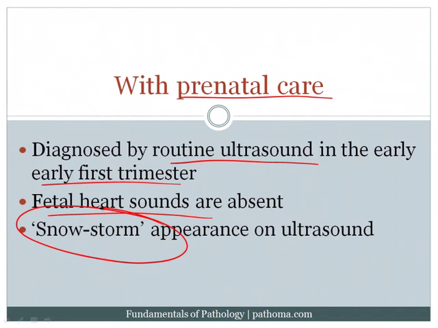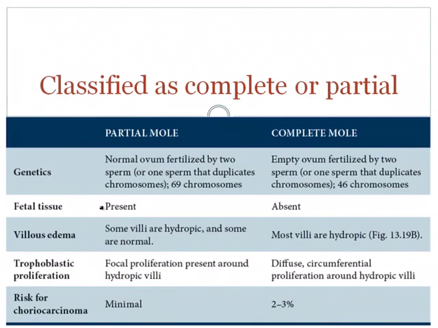Now, once you've made a decision that the patient has a molar pregnancy, the next thing you have to do is classify that molar pregnancy. Molar pregnancies can be classified as complete or partial. Now, the classification of complete or partial is based on a few things.